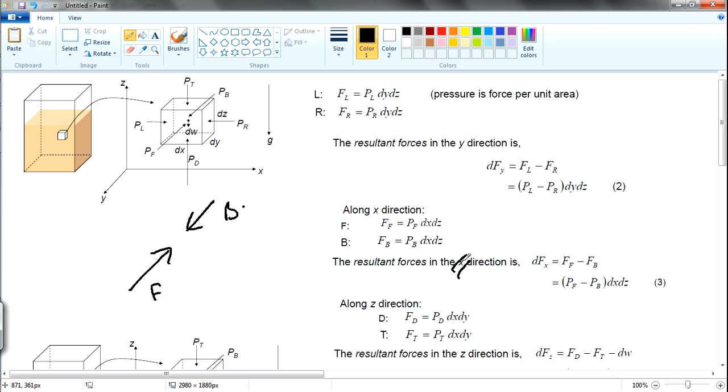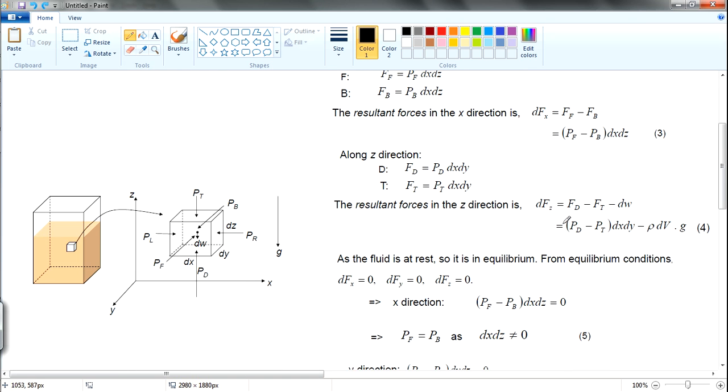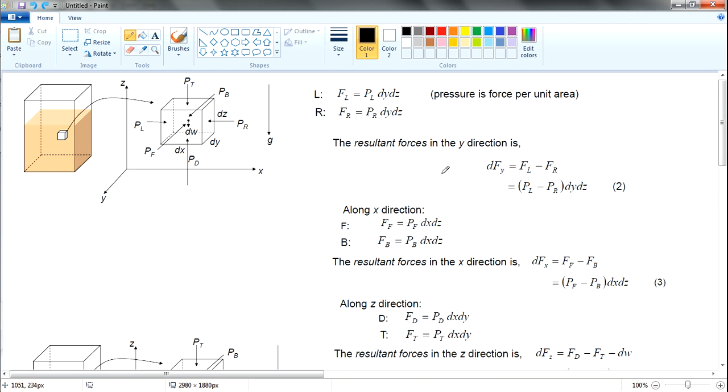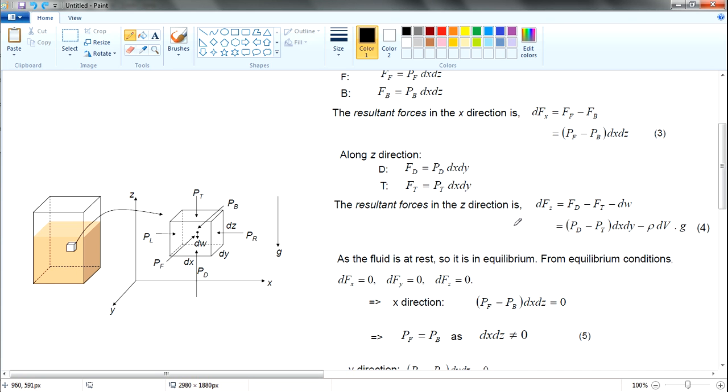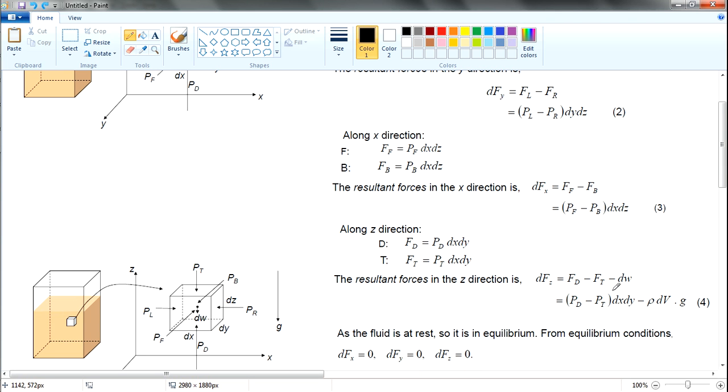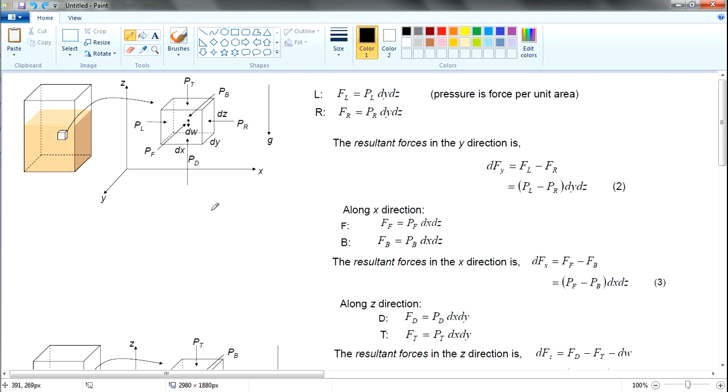Now the purpose of this is to set up a series of equations so that you can actually derive the specific gravity. And then for the last one, the z direction is a little tricky, so you have to add in the body force itself. You remember, because the z direction is the height, it deals with the height itself.